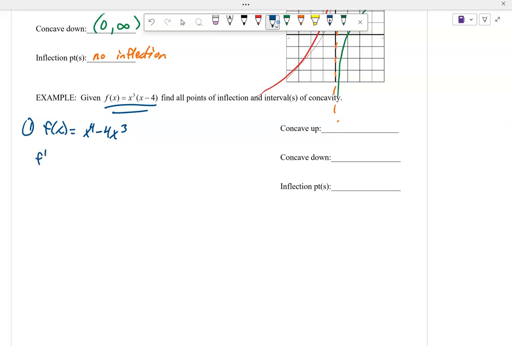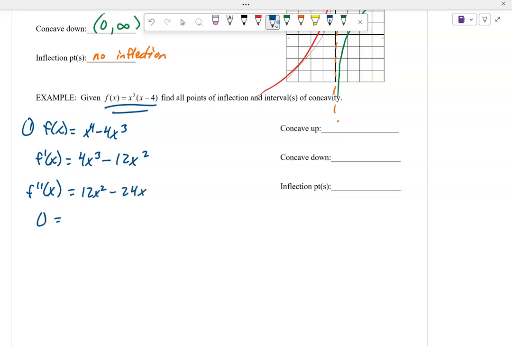So I'm going to take the first derivative, but I'm going to leave it. I'm not going to analyze it with the first derivative right now. I'm just going to go straight to my second derivative so that we can analyze concavity. So 4 stays there. I get 12x squared minus 24x.